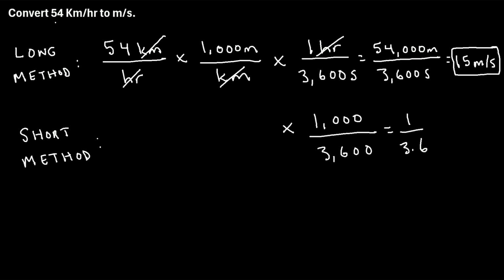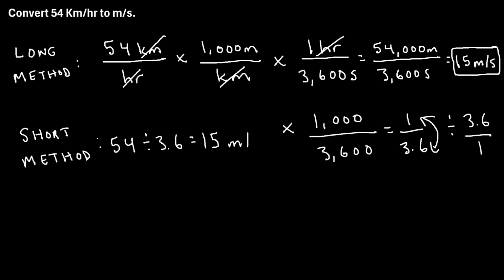So really, when you're converting kilometers per hour to meters per second, you're just multiplying by this value. Multiplying by this is the same as dividing by the reciprocal. So that would be dividing by 3.6 over 1, or just dividing by 3.6. So the short method is just take this 54 and divide it by 3.6. And when you do that, 54 divided by 3.6 turns out to be 15. And again, the units are meters per second.